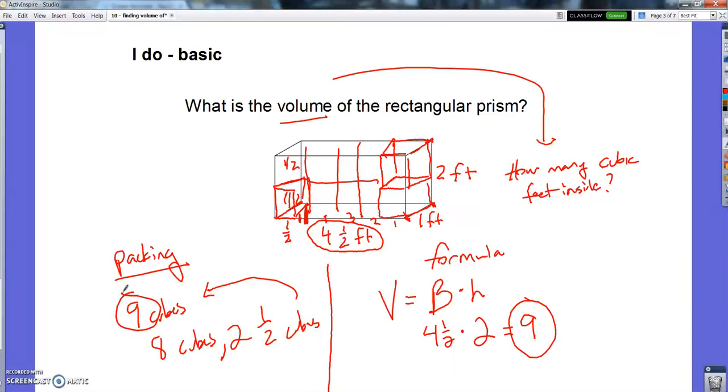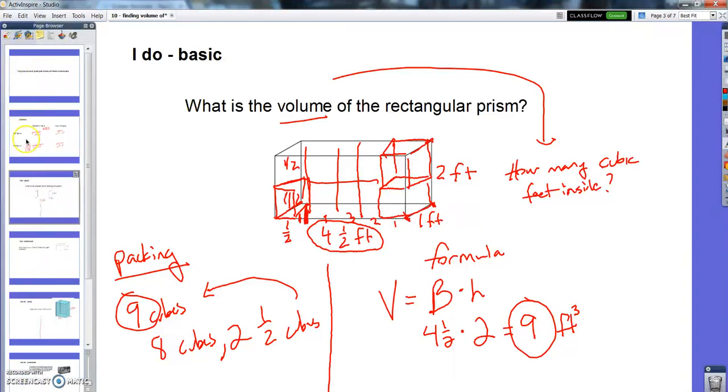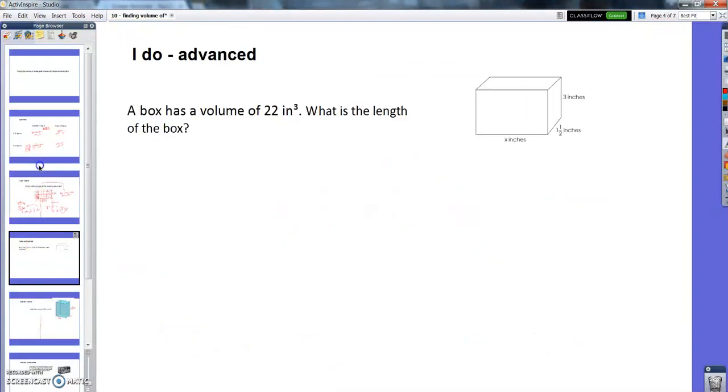So that's kind of a simple basic problem. I wanted to do a basic problem and a more advanced problem. So this has a volume of 9 cubic feet. So here's a more advanced problem. Let's just think one through.